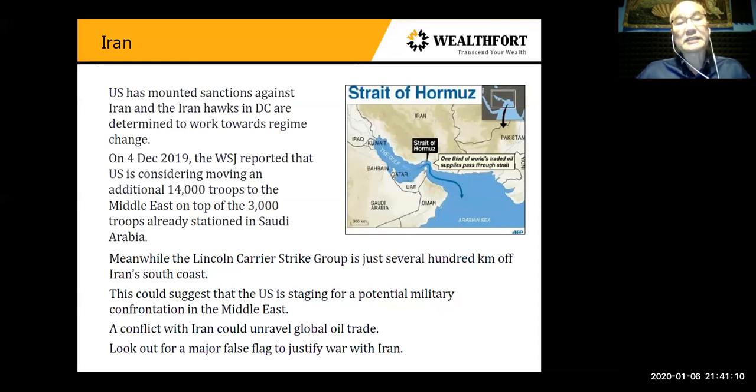So on 4th of December 2019, the Wall Street Journal reported that US is considering moving an additional 14,000 troops to the Middle East on top of the 3,000 troops already stationed in Saudi Arabia. And after this Iran incident, I think they are immediately sending 3,500 troops to the Middle East. Meanwhile, the Lincoln Carrier Strike Group is just several hundred kilometers off Iran's south coast. Now, this could suggest that US is staging for a potential military confrontation in the Middle East. There is no other reason why US should be sending so many troops there.